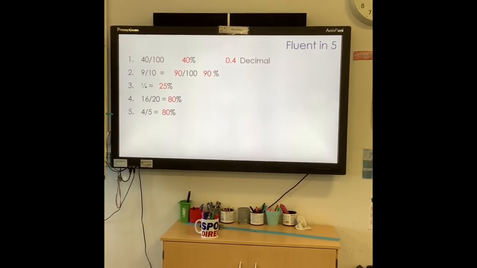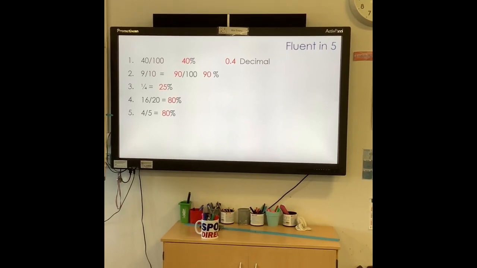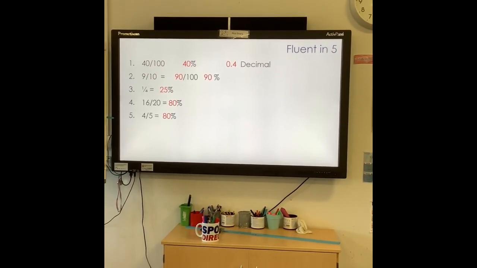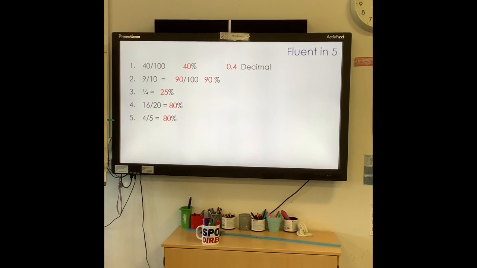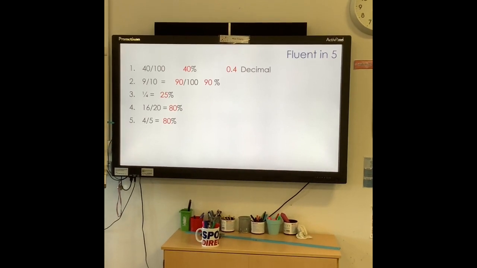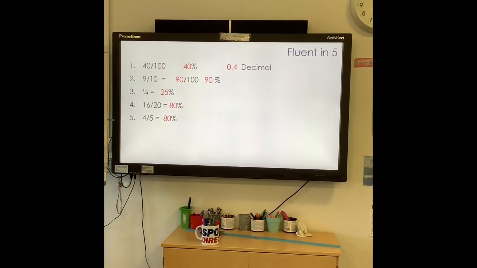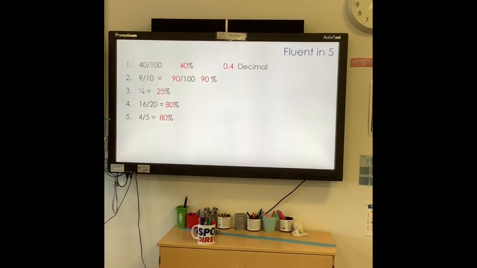A quarter is the same as 25%. The same way that you need to remember a half is the same as 50%. If you put 50% and 25% together, you get 75%. If you put a quarter with a half, you get 3 quarters. So you need to remember a quarter, 25%, a half, 50%, and 3 quarters, 75%.